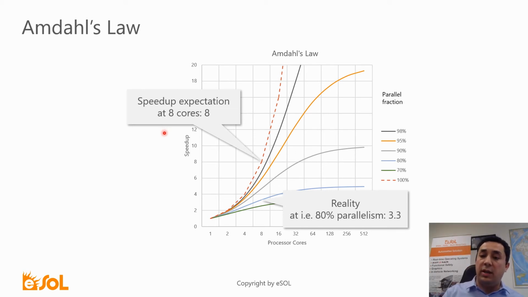One would expect that when you have 8 cores, you would get 8 times the performance of a single core system. But in reality, when you only reach 80% parallelism in the system, the performance increase is only just above 3 times.